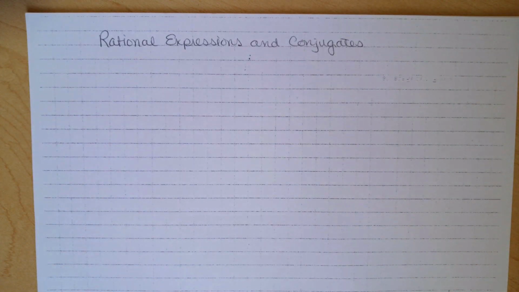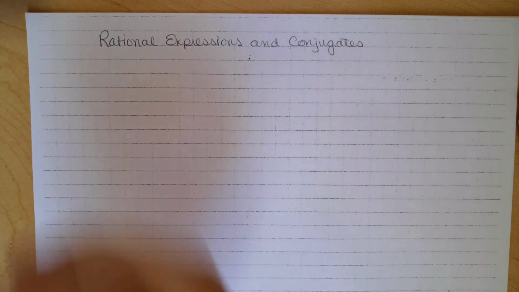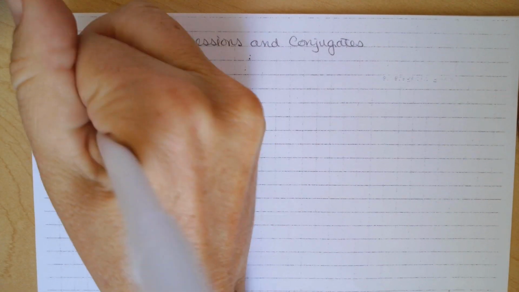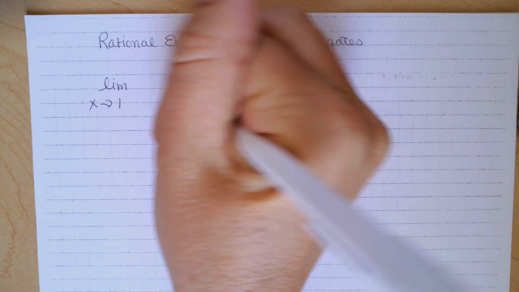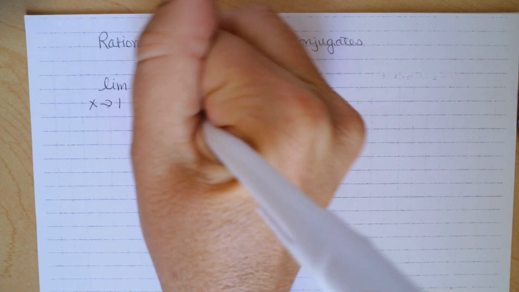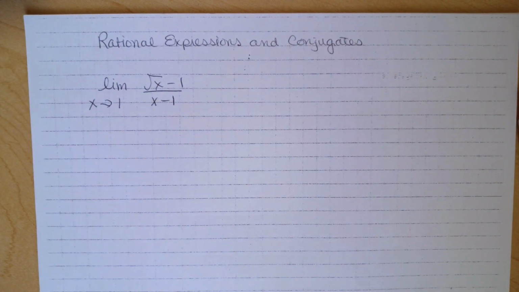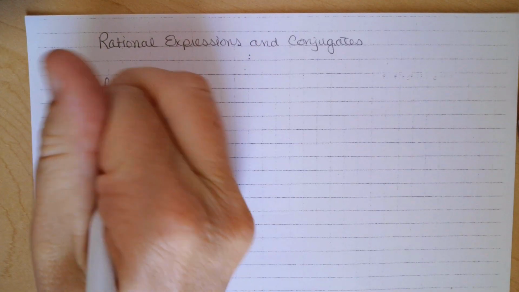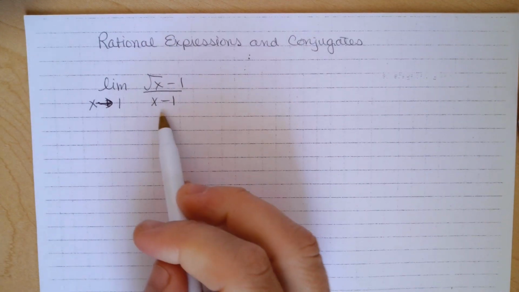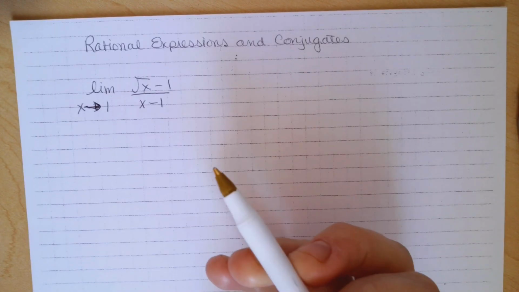Hi mathematicians, we're still talking about rational expressions, and this time we are going to solve the denominator equaling 0 issue by using conjugates. So let's go ahead and look at this problem. The limit as x approaches 1 of the square root of x minus 1 over x minus 1. And so clearly, if we plug 1 in, we'll get 0 in the denominator, and that's a problem.